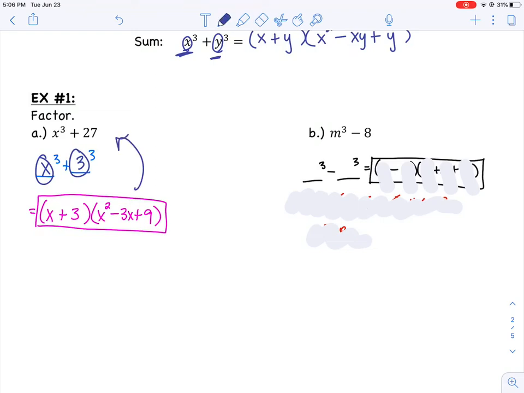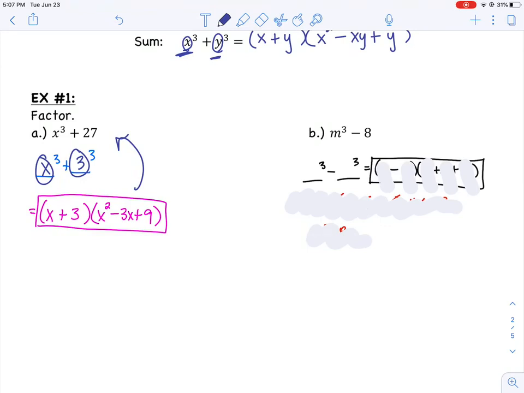If you were to distribute the x through and distribute the 3 through and combine all your like terms, I promise you should end up with just an x cubed plus 27. Try it if you want to make sure. But this is the factored version of my original with a sum of cubes. Let's do a difference of cubes.